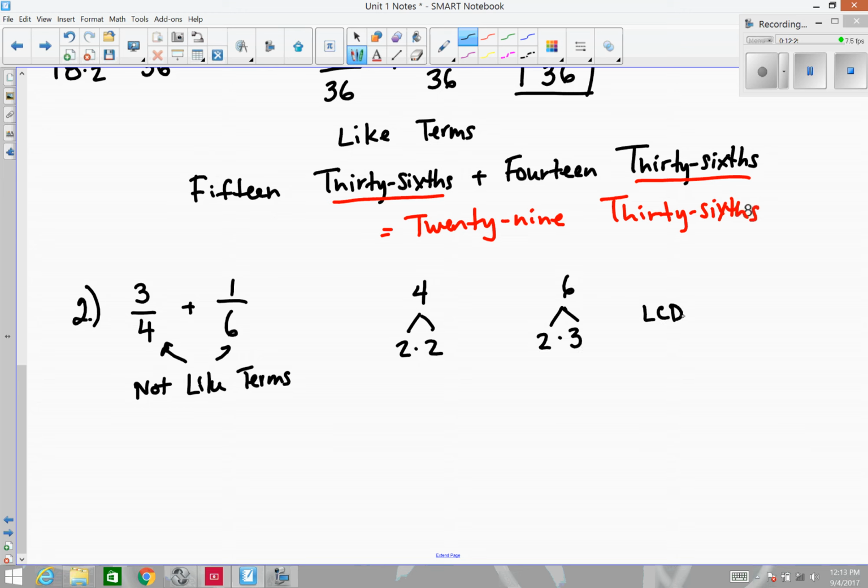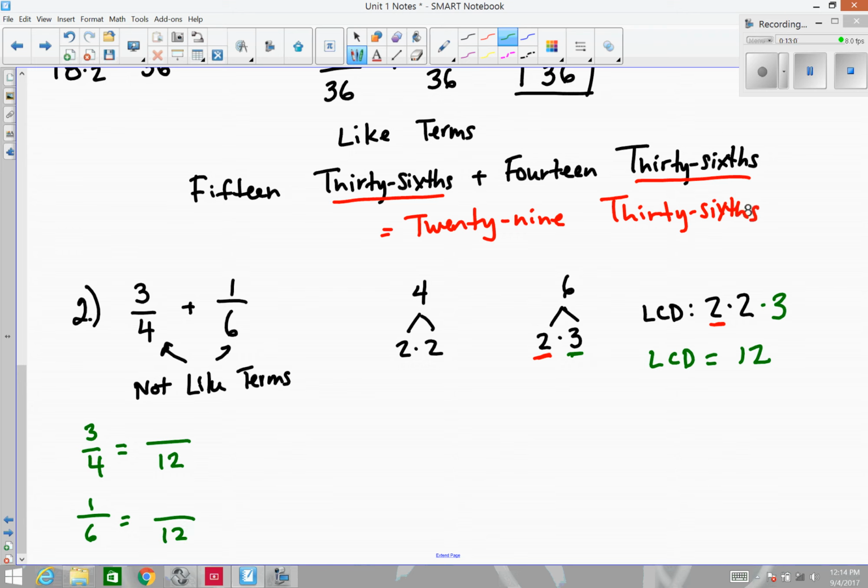My least common denominator then is going to be, I'm going to start with the factors for the 4, 2 times 2, and when I look at my factors for 6, I need a 2, which I have here, and I also need a 3, and I don't have that, so I'm going to need to add that as a factor. So now my least common denominator is equivalent to 2 times 2 times 3, which would be 12. So now I'm going to take each of my fractions and rewrite them so that they have that same denominator of 12, and then I will have like terms.